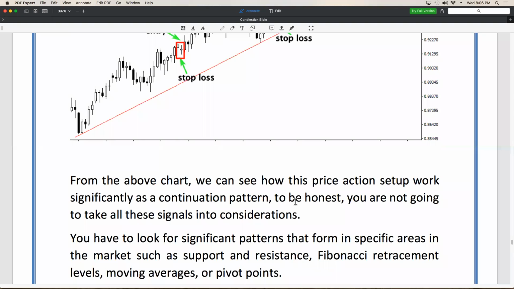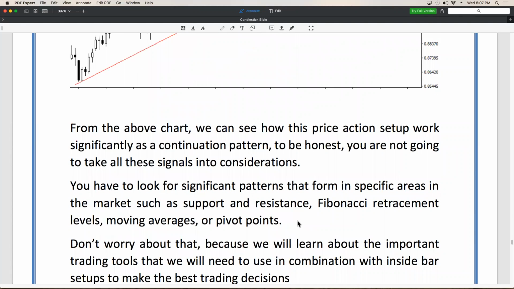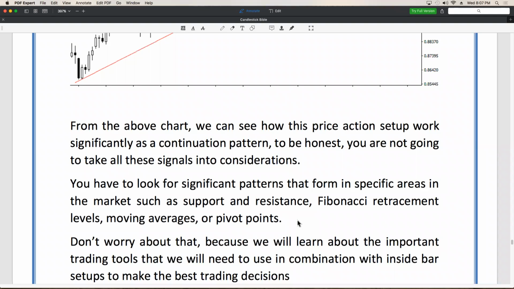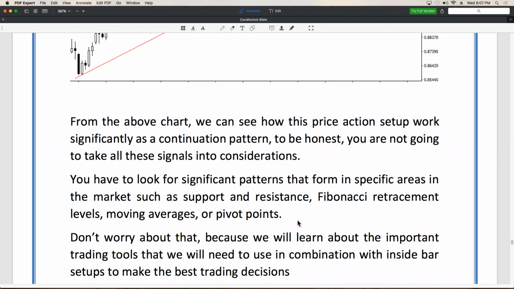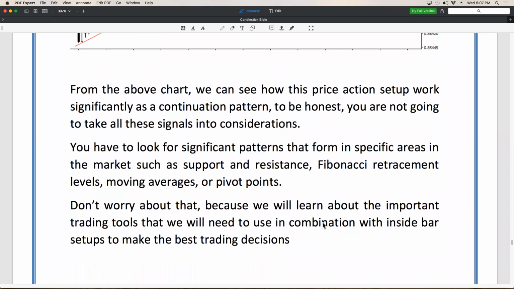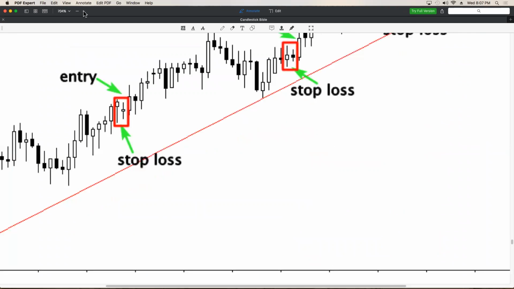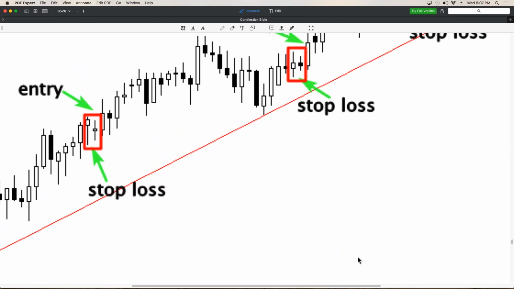So you have to look for significant patterns that form in specific areas in the market, such as support and resistance, Fibonacci retracement levels, moving averages, pivot points. Don't worry about that, because we will learn all about the important trading tools that we will need to use in combination with inside bar setups to make the best trading decisions. So let's look at this chart. Oops, how do I move this? There we go.